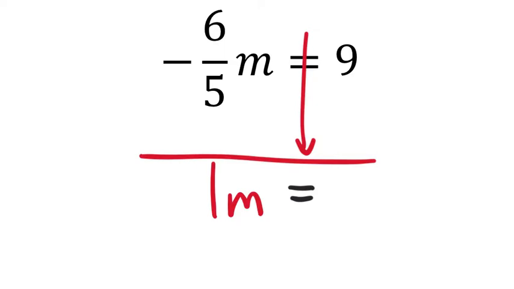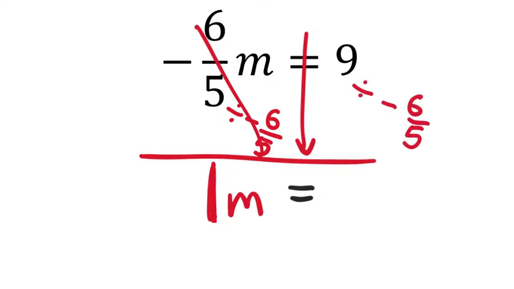Same thing we did with the decimal. I'm just going to take it, negative 6/5, and I'm going to divide it by negative 6/5, because anything divided by itself is 1. We've already put that down. But if I do it to one side, I do need to do it to the other side, negative 6/5. Now right here, I've got 9 divided by negative 6/5.